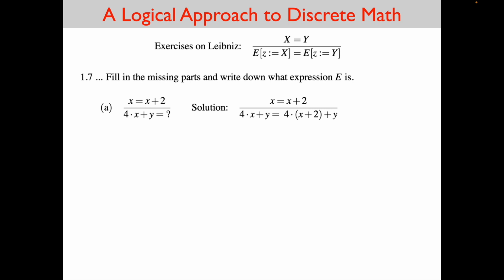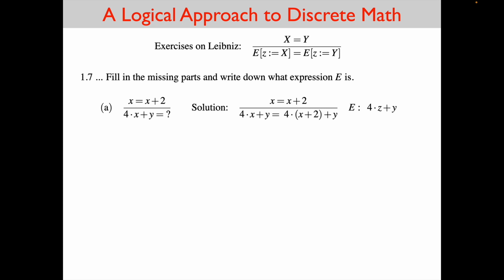But it's a little bit more tricky to write down what the expression E is. Do you see? Because in Leibniz, below the horizontal line, we have E with z replaced by x equals E with z replaced by y. So E is an expression that has variable z in it. And when you replace z with x, you get 4 times x plus y. And when you replace z with expression y, you get 4 times x plus 2 plus y. So the question is, what is E? See if you can figure this one out.